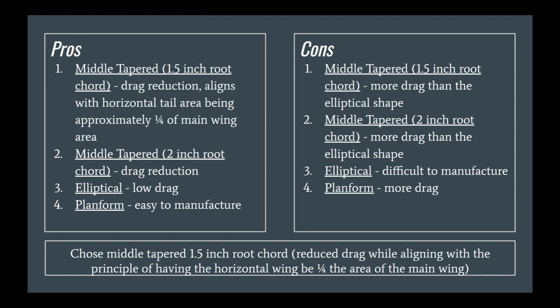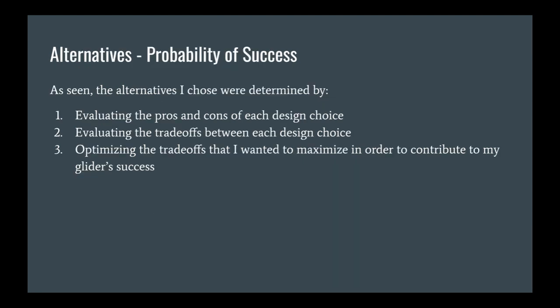Hence, due to these pros and cons, I decided to use the middle tapered 1.5 inch root chord, since it both reduces drag while also aligning with the principle of making the horizontal tail area 1/4 of the area of the main wing according to the Museum of Aviation. So as seen, the alternatives I chose were determined by 1. Evaluating the pros and cons of each design choice, 2.